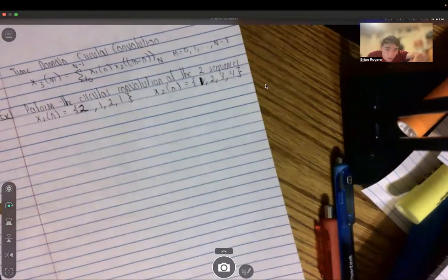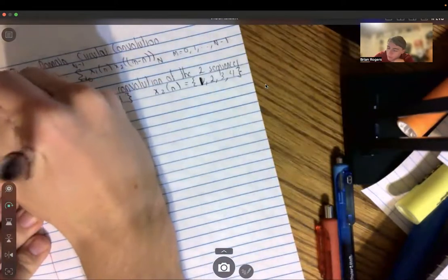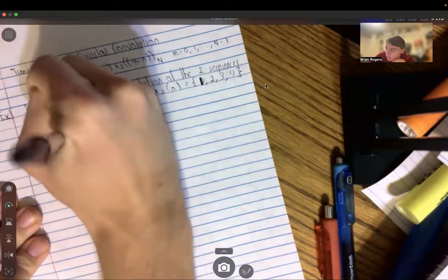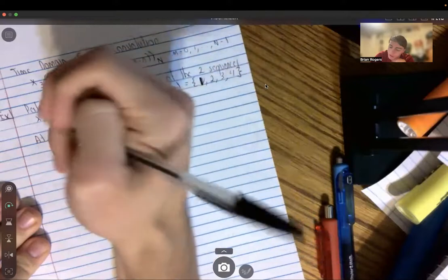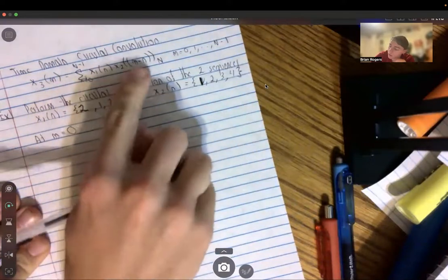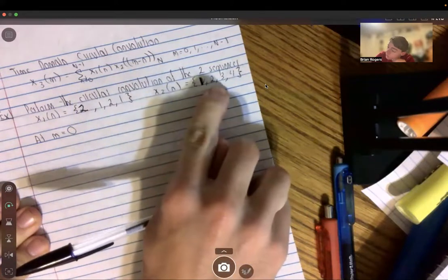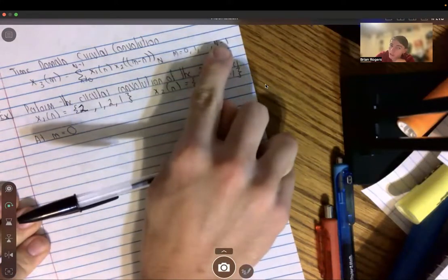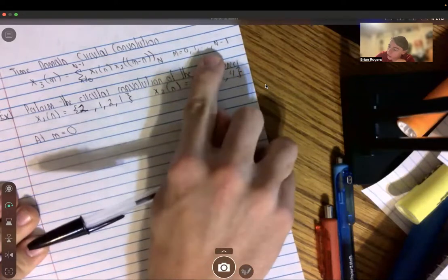So it says perform the circular convolution of the 2 sequences. So the first part, what we're going to realize is when we write this out, we would begin at m equals 0. And why do I state this specifically? Because we have to do the summation, and we're going for m equals 0, 1, 2, and then our N, this is length 4. So 4 minus 1, we're going to go up to m equals 3. So we're going to start at m equals 0 and go up to m equals 3.